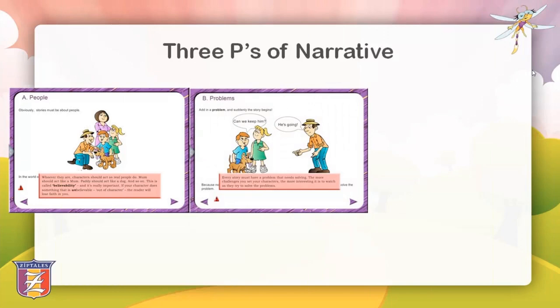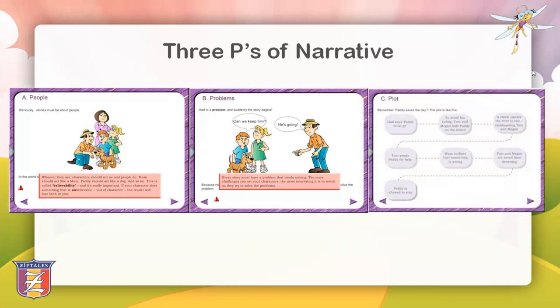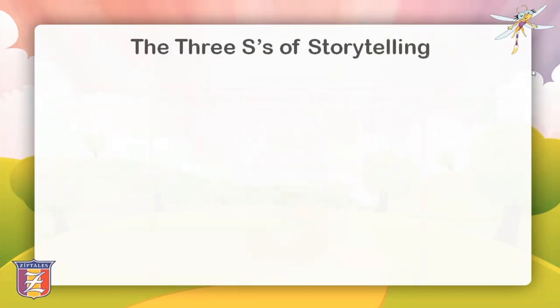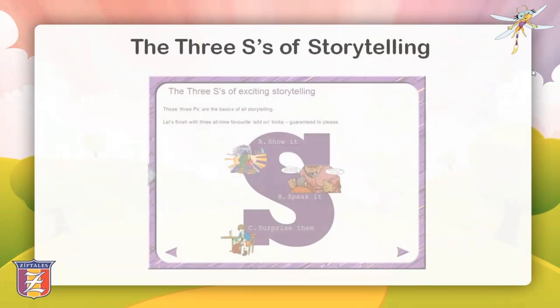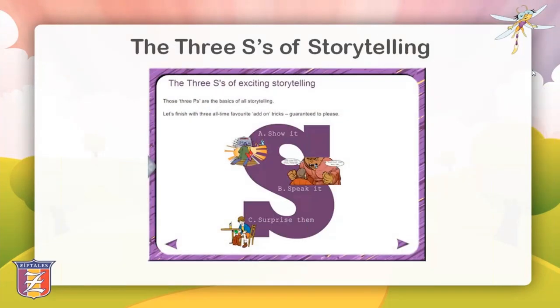The second key narrative element is problem. We demonstrate various types of problems, all available within the Ziptales library. The third key narrative element is plot. Here we show how, in the sample story, Paddy Saves the Day, the various stages of the narrative are played out. We then move on to the 3 S's of exciting storytelling.